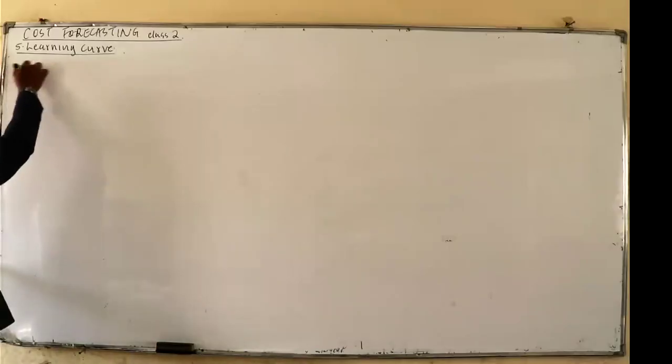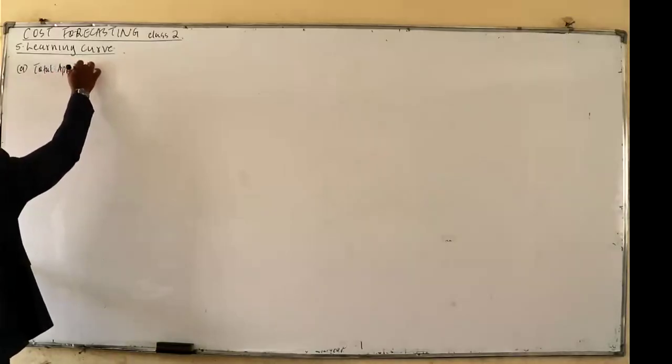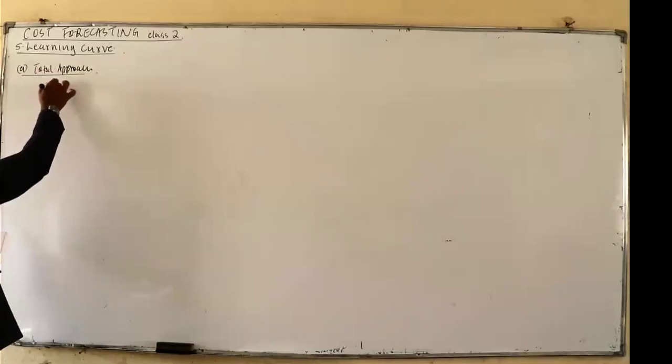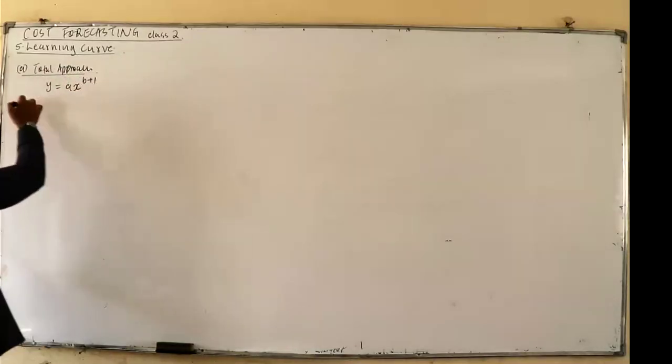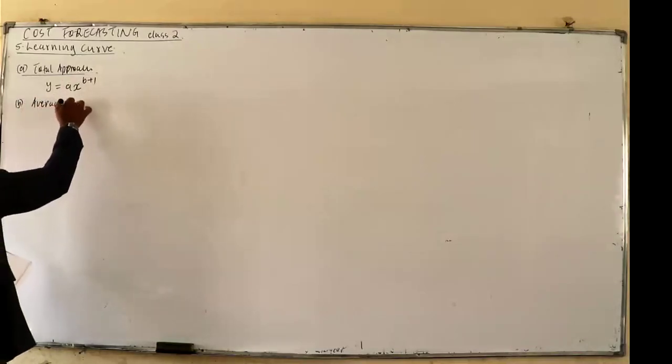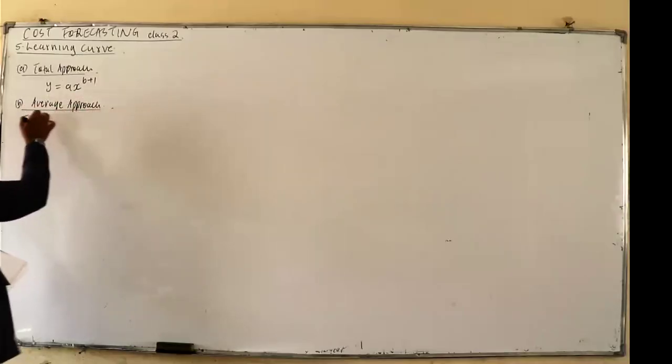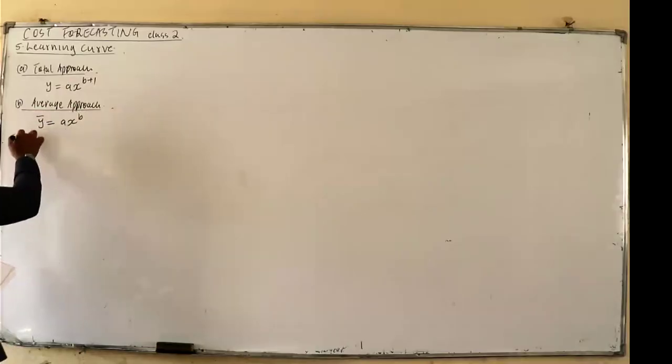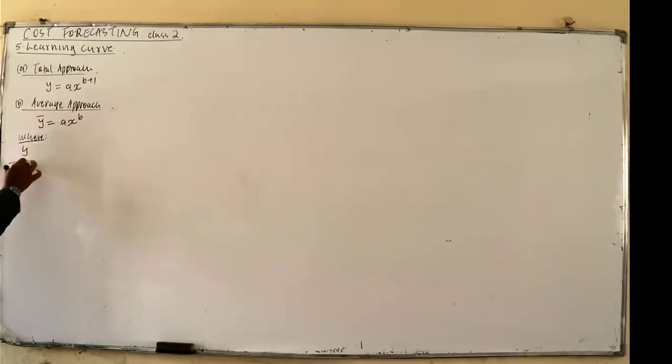Good. Another paragraph we have to see: the learning curve can be expressed using the following two formats. A is the total approach, where Y = aX^(b+1). Then B, we have the average approach, where Y bar = aX^b.